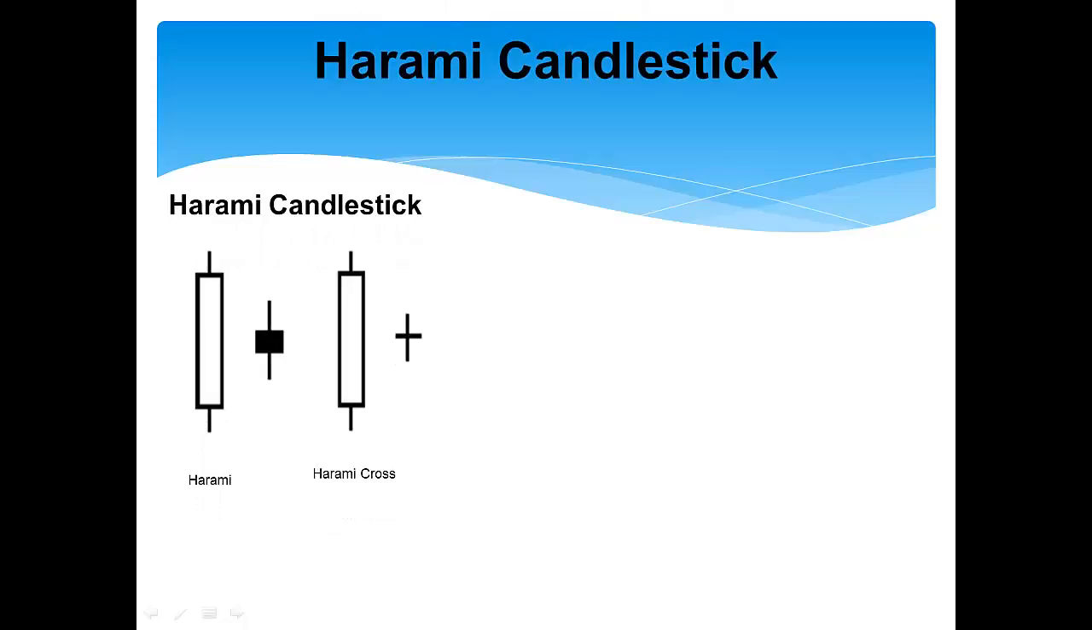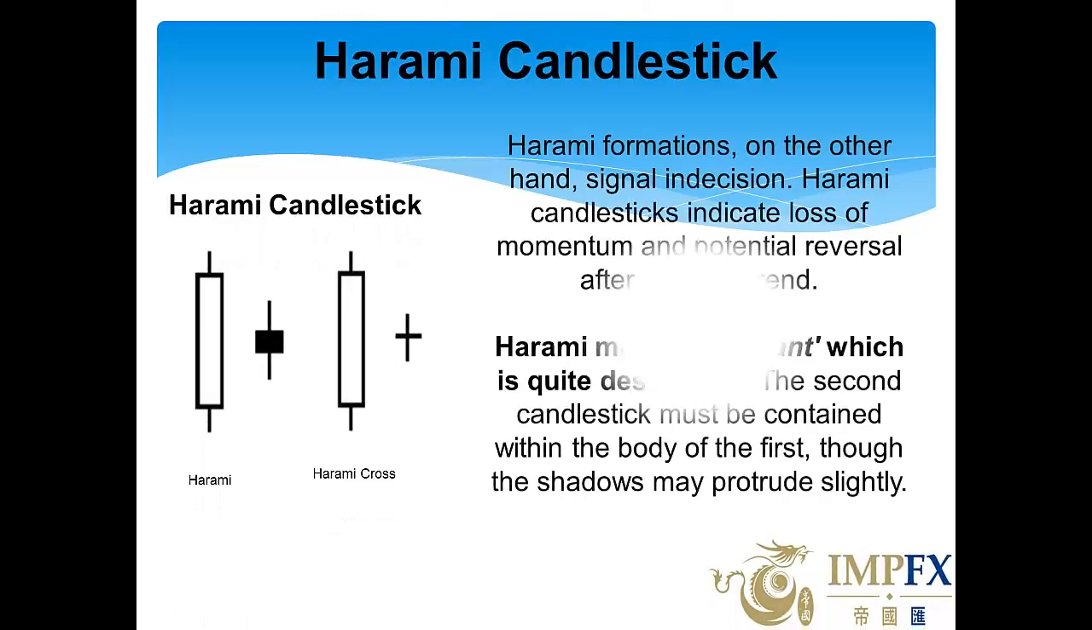The Harami Candlestick. The Harami formations, on the other hand, signal indecision. The Harami candlesticks indicate loss of momentum and potential reversal after a strong trend. The Harami means pregnant, which is quite descriptive in its own way. It means that the second candlestick must be contained within the body of the first, though the shadows may protrude slightly.